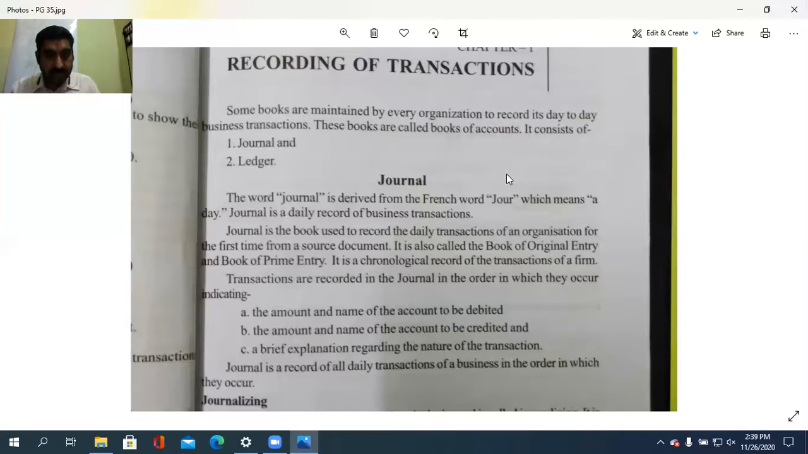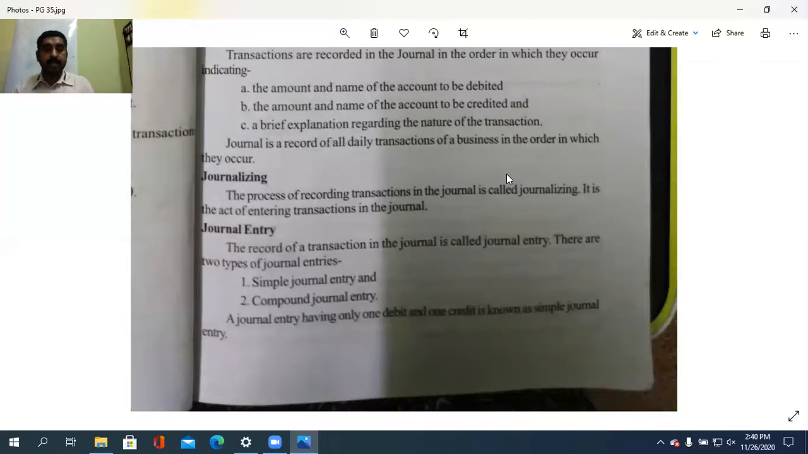Therefore, a journal is a record of all the daily transactions of a business in the order in which they occur. That is the chronological order. That is what it is called, according to how they occur. That is the journal. Next, we are going to see journalizing.